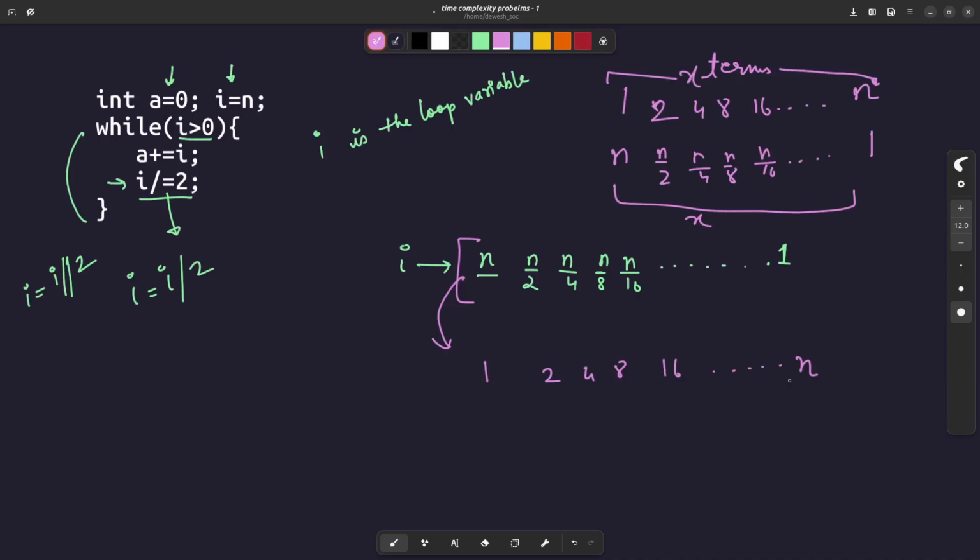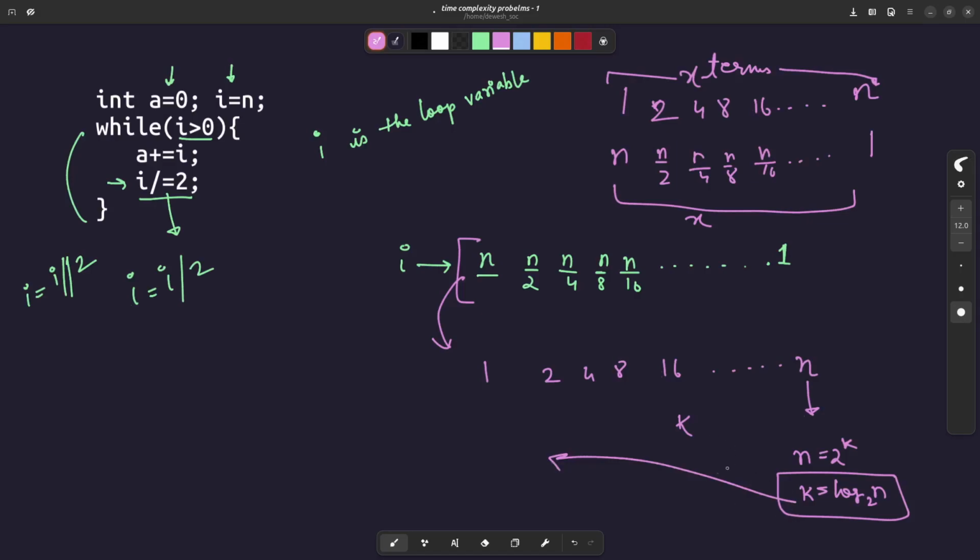So 1, 2, 4, 8, 16, I've already done this in problem number 2. What you do is assume the number of steps. Let's say the number of steps is k. Then you can write n is equal to 2 to the power k. And then you apply log on both sides and you will get k is equal to log base 2 of n.